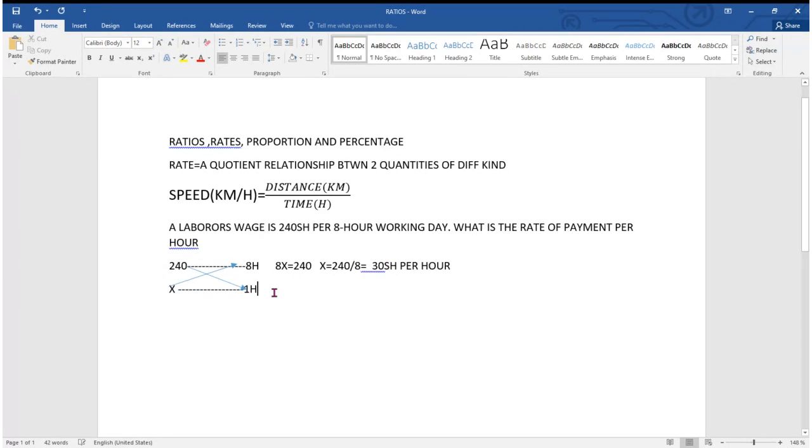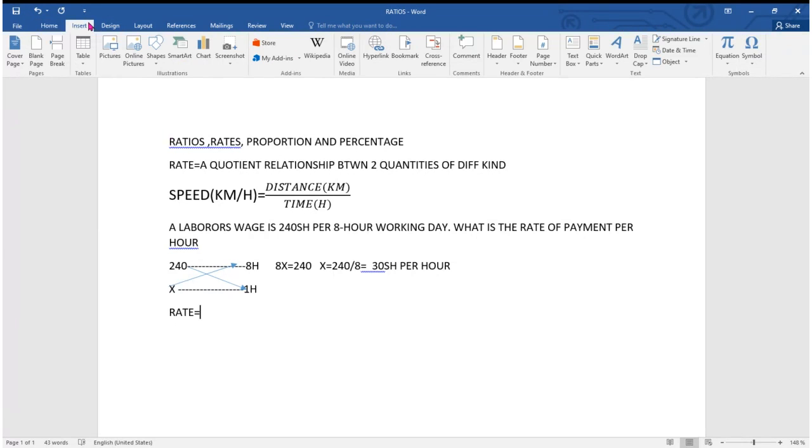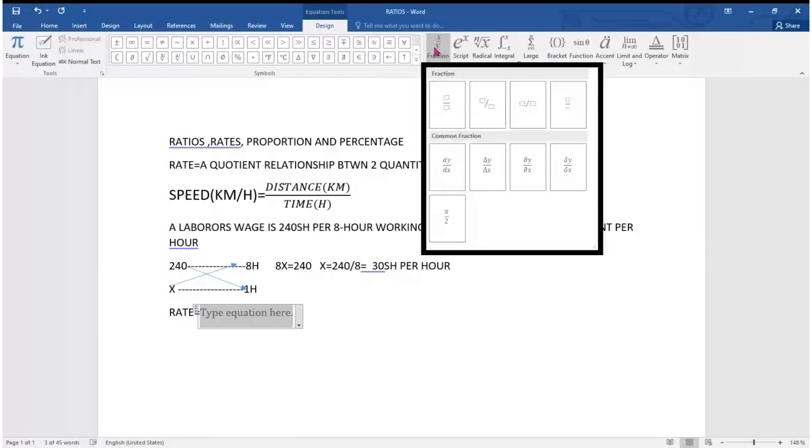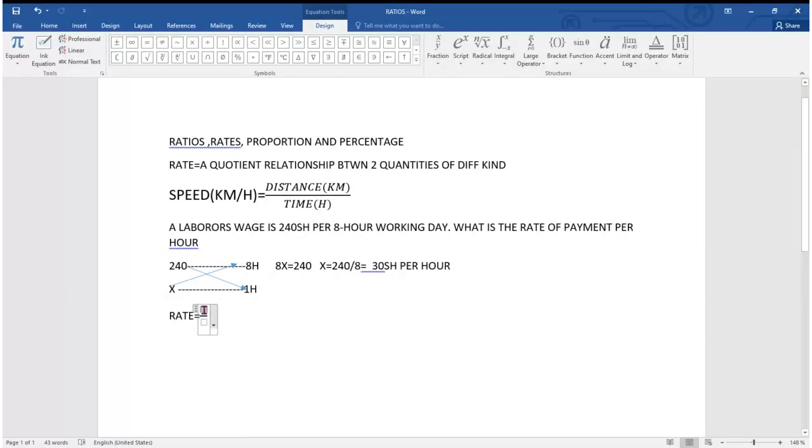The other way that you can do it is to show the quotient relationship. So the rate of payment is equal to, and then you insert your quotient or your fraction. The numerator here is the amount of money paid, and the denominator here is the number of hours worked.